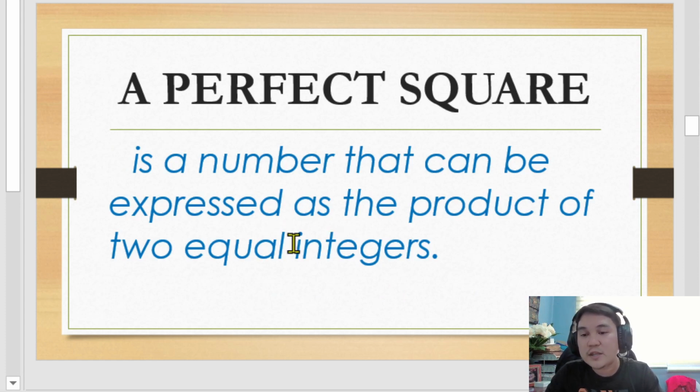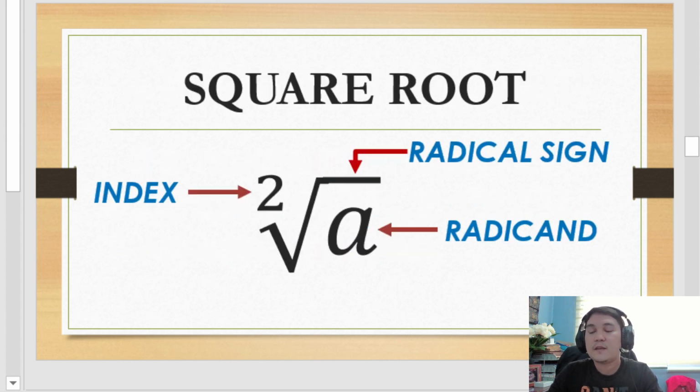So now we know what is a perfect square. So by definition, what is a perfect square? A perfect square is a number that can be expressed as the product of two equal integers. So now we are ready to learn square root.